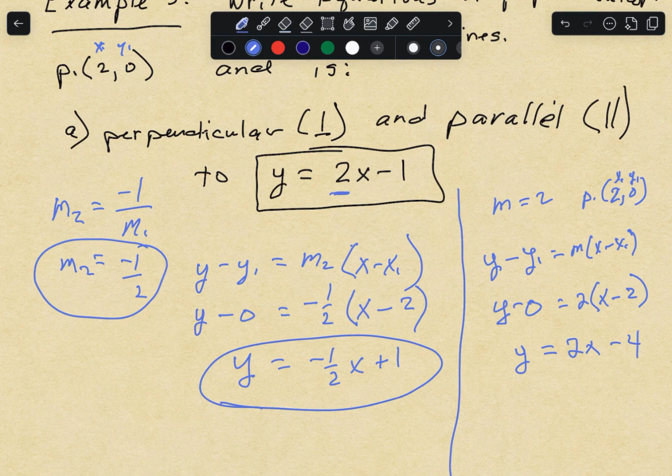So this right here is the parallel line that passes through this point, and this right here is the perpendicular line that passes through that point. And those are your answers. And that's all there is to that.